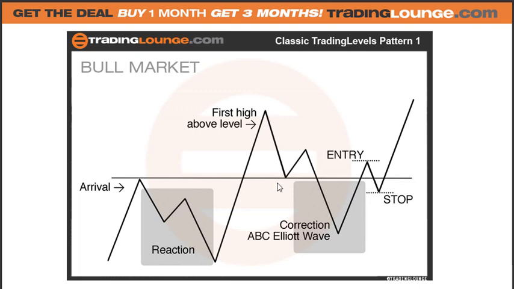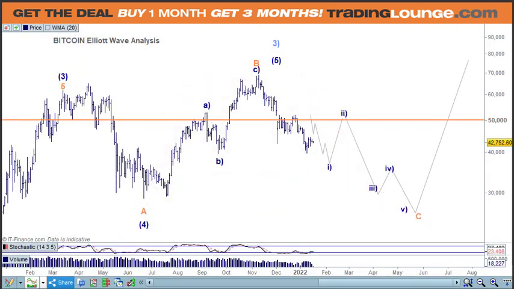And it's very normal to have an ABC correction here below the level, and then eventually, if the market finds support back up on the level, that's where we go long from. So that's really where we are in all of this picture. So we've had the arrival, the reaction, the first high above the level, and we're looking for a correction now. So we've got 5 waves down here.